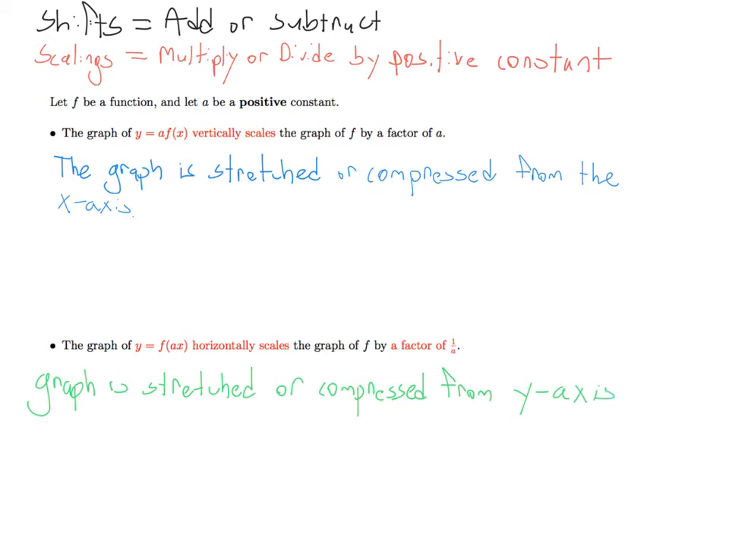We'll take a look at an example to illustrate this in a second, but to point out, with horizontal changes, we're going to get a stretch when the value of a is a positive number which is less than 1. And we're going to get a compression when the value of a is bigger than 1, which might be a little counterintuitive. For vertical scalings, this behaves as we would expect. We get a stretch when the value of a is bigger than 1, and we get a compression when this positive value is less than 1. So let's take a look at an example.